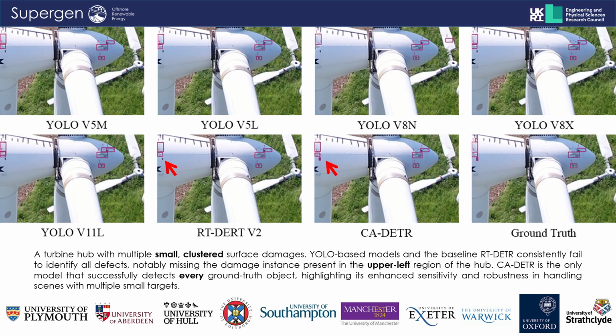Here, we show a qualitative example on a turbine hub with multiple small and clustered surface damages. This is a challenging case because the defects are close to each other and easy to miss. As shown in the comparison, the YOLO-based models and the baseline transformer fail to detect all of the damaged instances, especially the one in the upper left region. By contrast, our method successfully detects all ground truth objects. This example highlights that our method is more sensitive and more robust when handling scenes with multiple small targets.